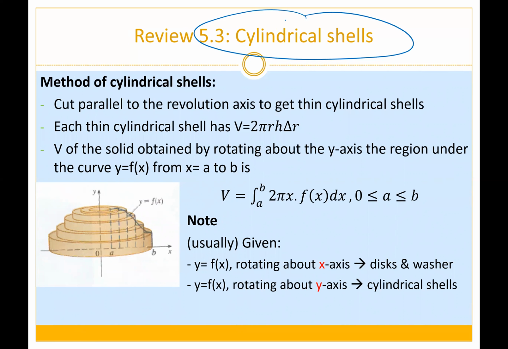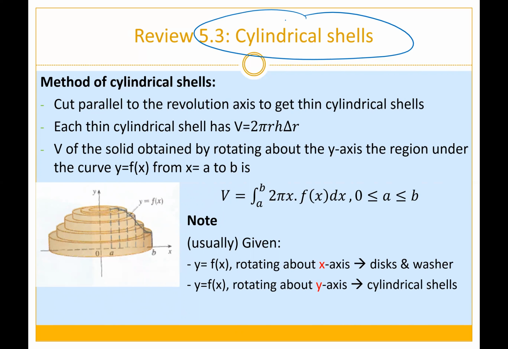Now we're going to go to 5.3, cylindrical shells. So this is just another method to find the volume, but instead of slicing it into many thin slices, in this case you put it into many shells and you solve for what it is. And you sum them all together.